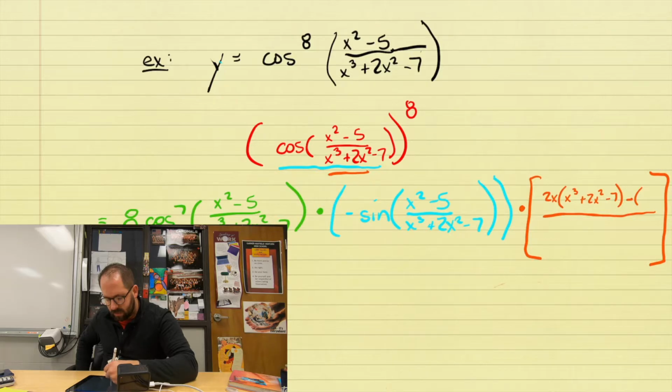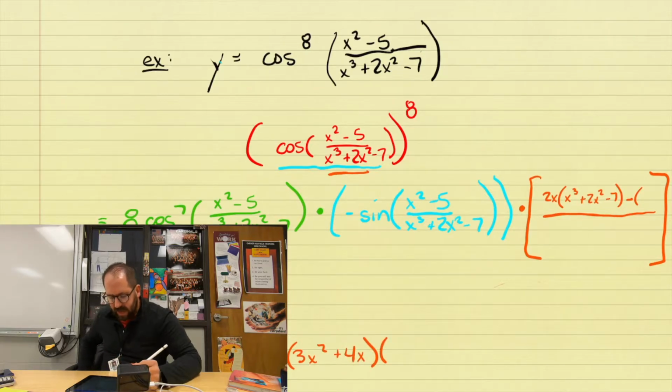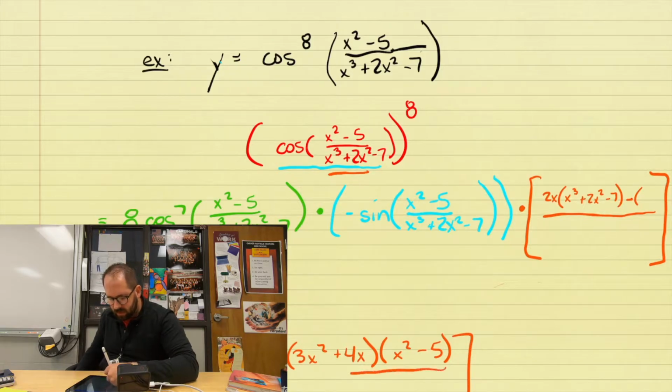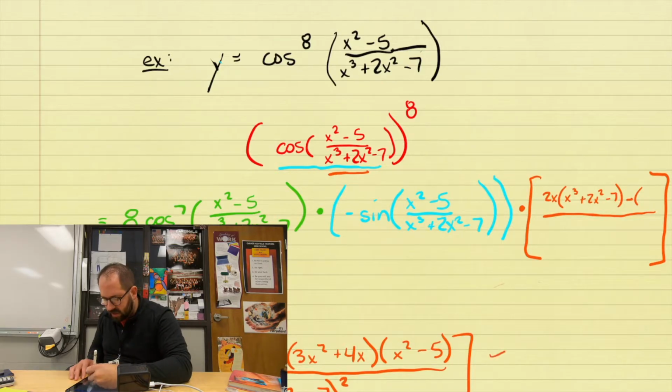Is it 3x squared? Yes, that's a good start. I agree with that. And then 4x? Plus 4x, yep. Okay, there's the derivative of the bottom. Perfect. And we have to take that times the top, all over the bottom squared. And we can end it right there, can't we?